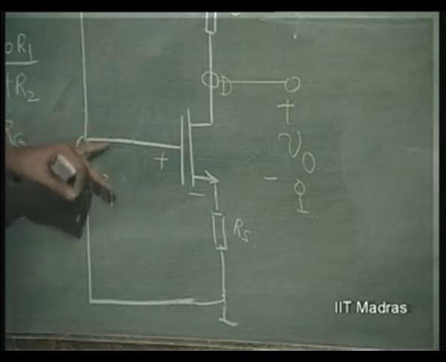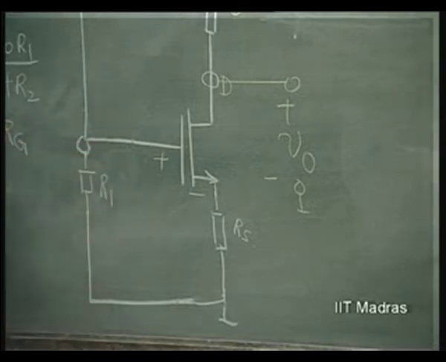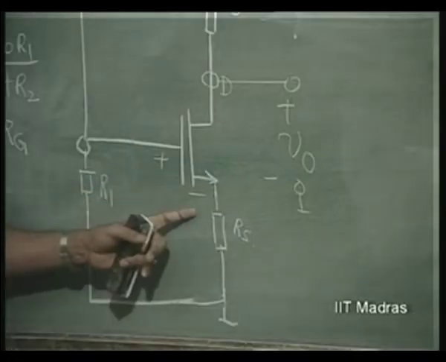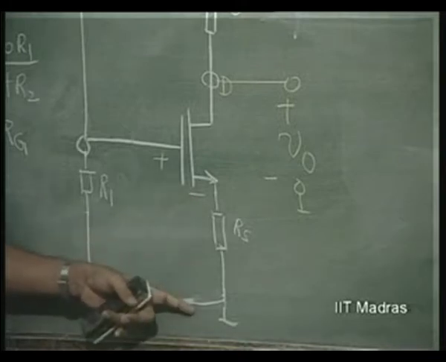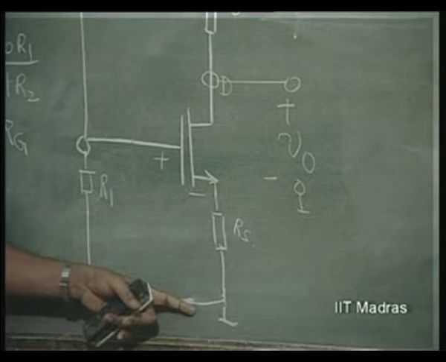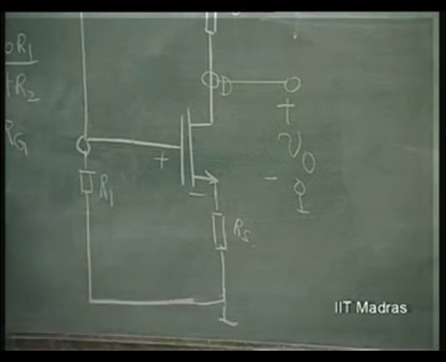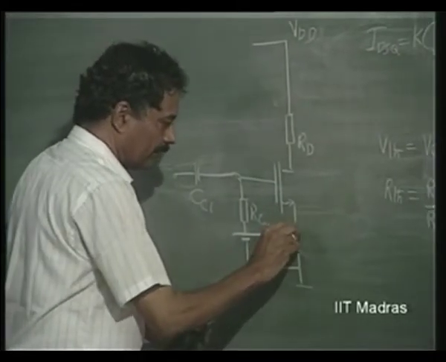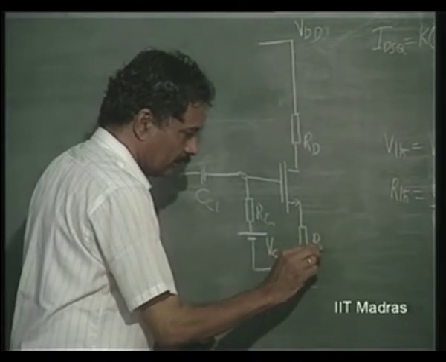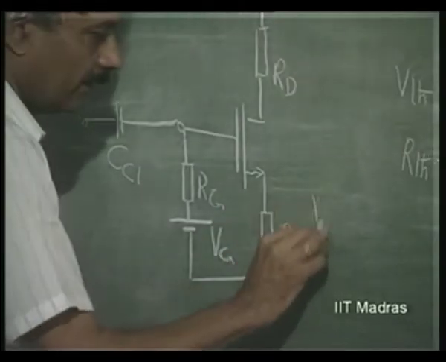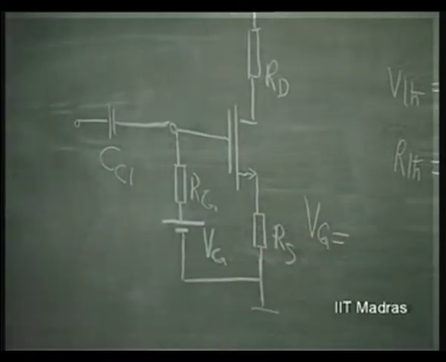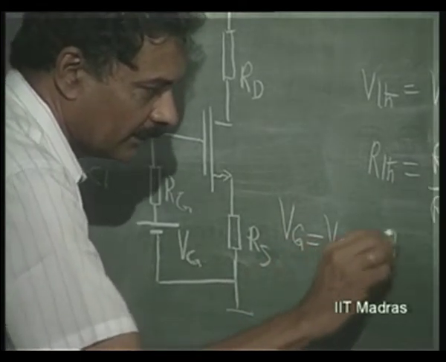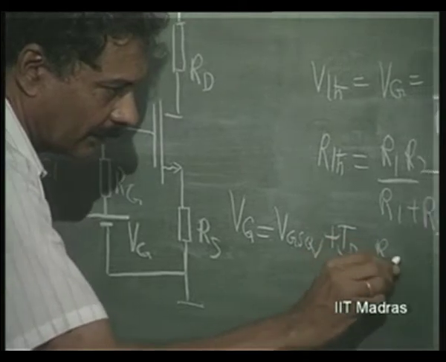So, this voltage VG now, this is what we have got, VG, is going to be dropped between this and this. Is this clear? So, if I have this arrangement, now this is the equivalent. So, we get VG equal to VGSQ plus IDSQ RS.